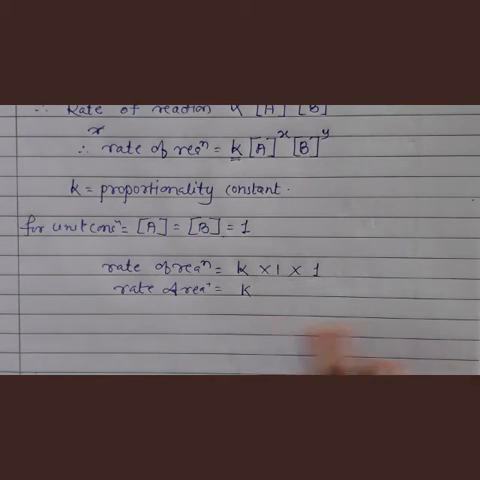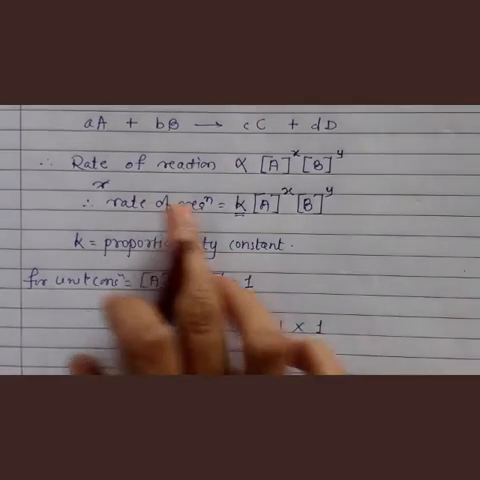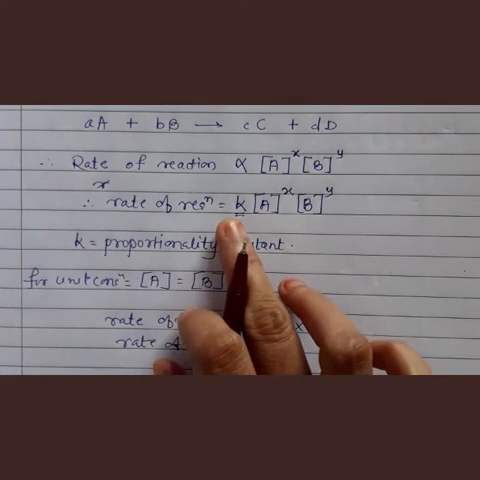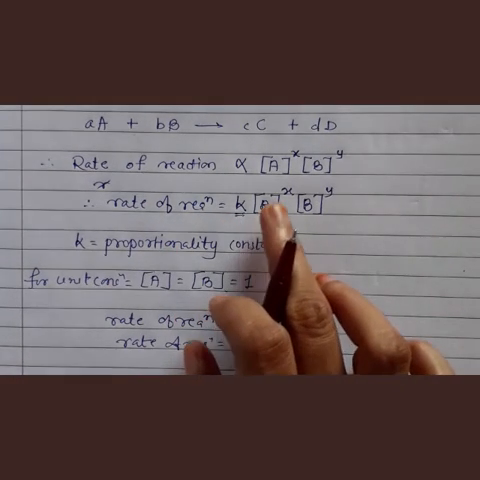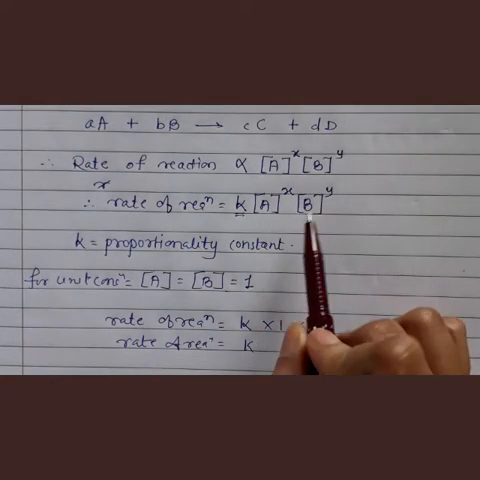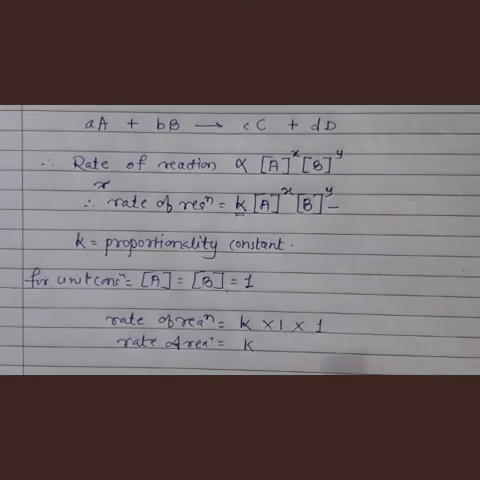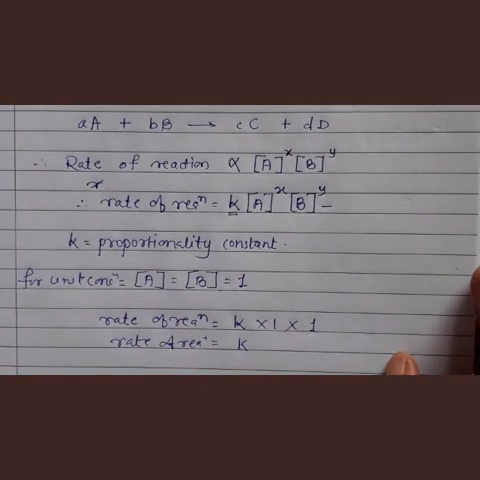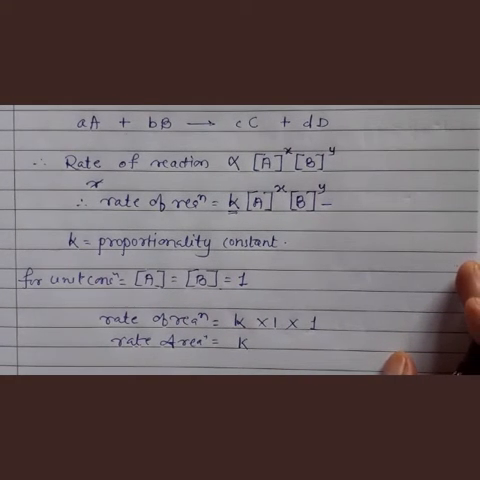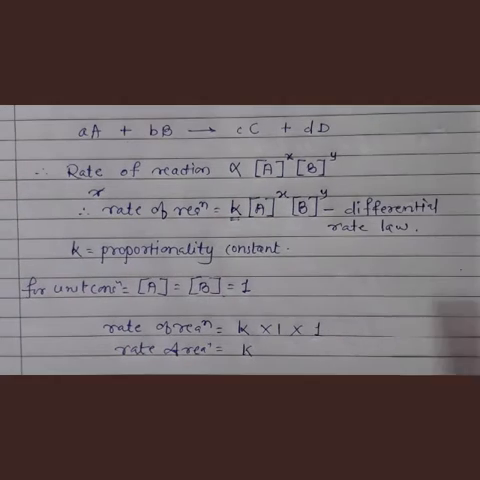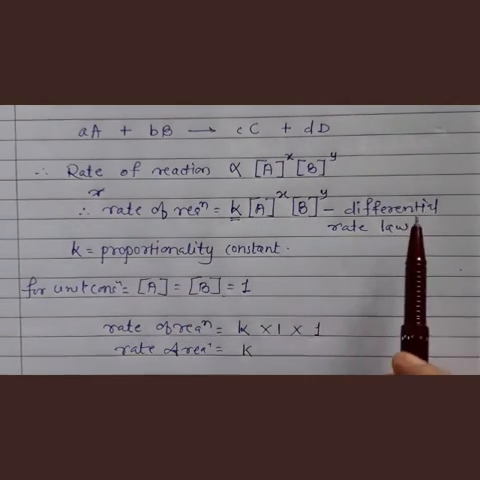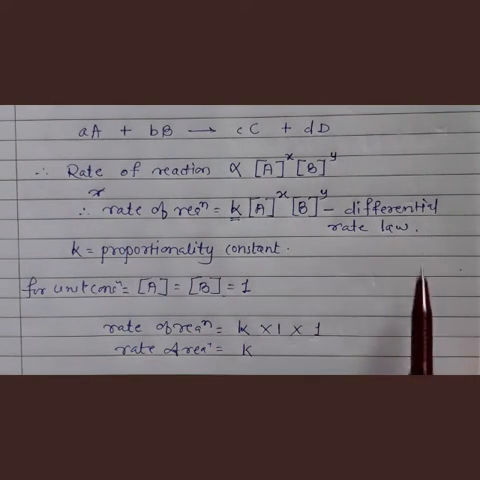Understand? And this equation we have written above, rate of reaction is equal to K, concentration of A raised to the power x, concentration of B raised to the power y, is called the differential rate law. What is it called? Differential rate law. So this is called the differential rate law.